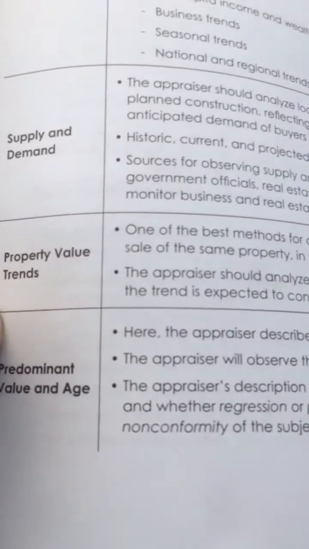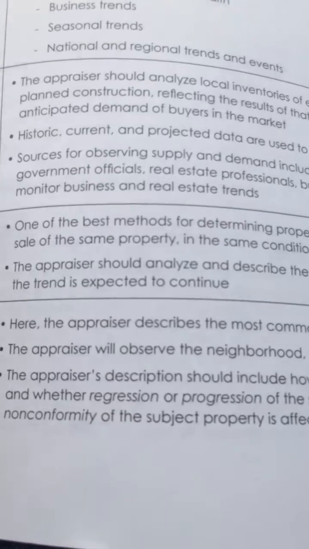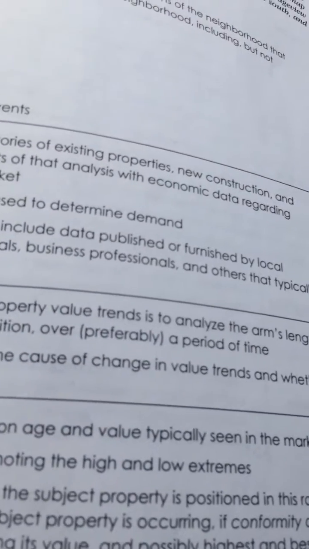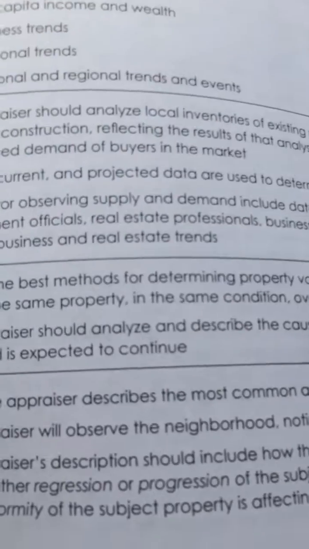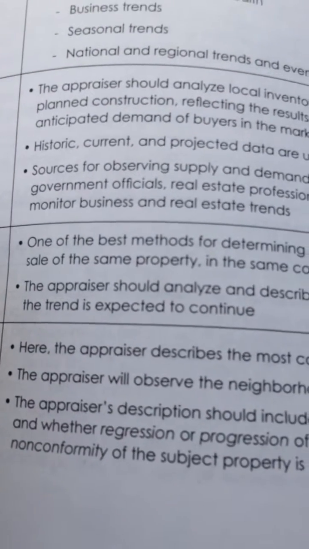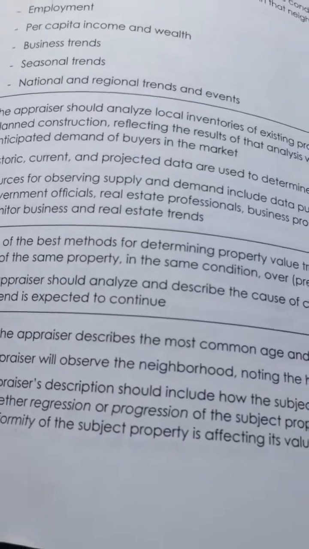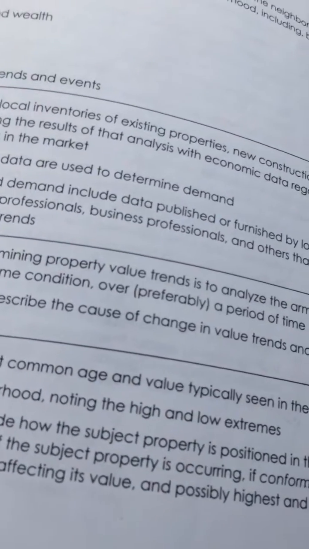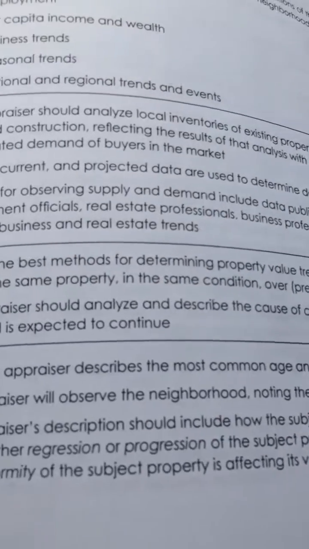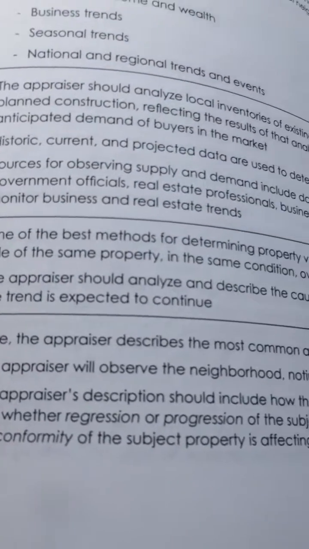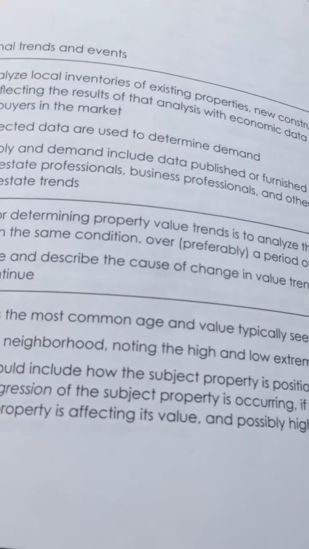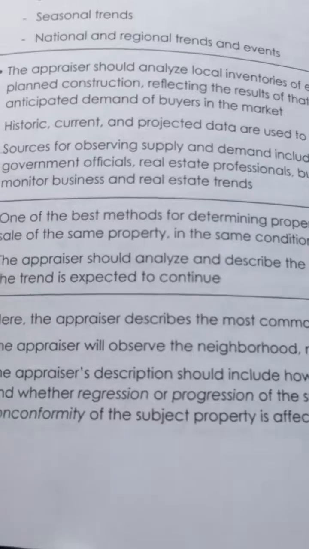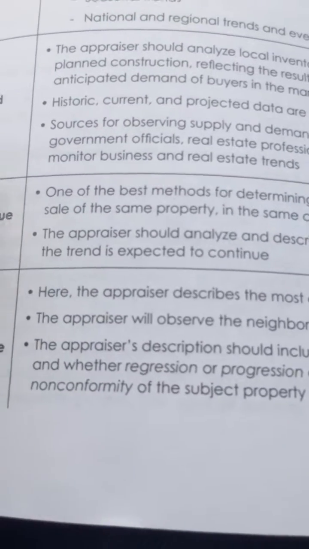Property value trends. One of the best methods for determining property value trends is to analyze the arm's length sale of the same property in the same condition over, preferably, a period of time. The appraiser should analyze and describe the cause of change in value trends and whether the trend is expected to continue.